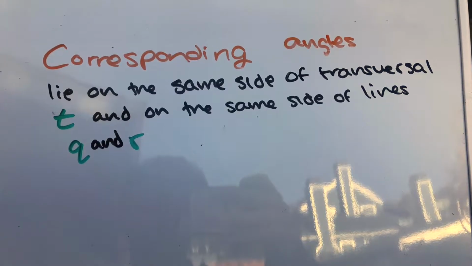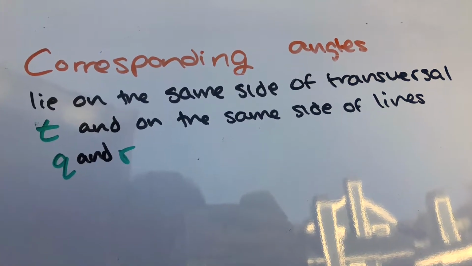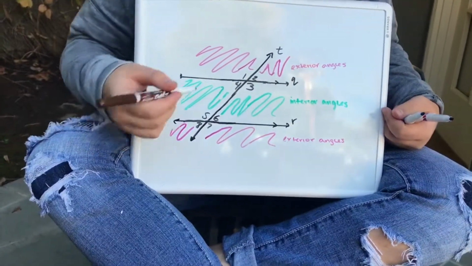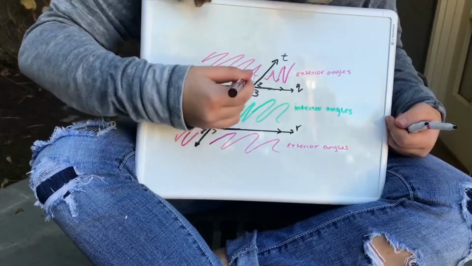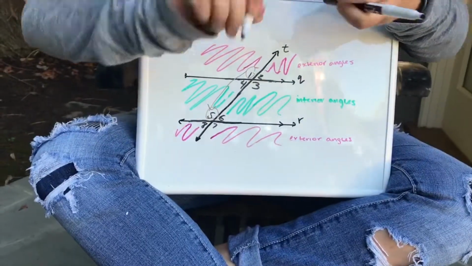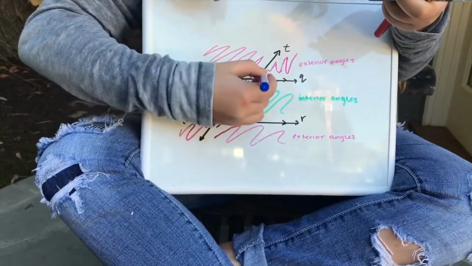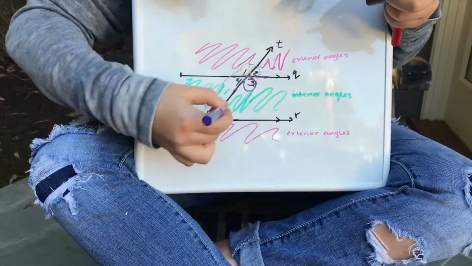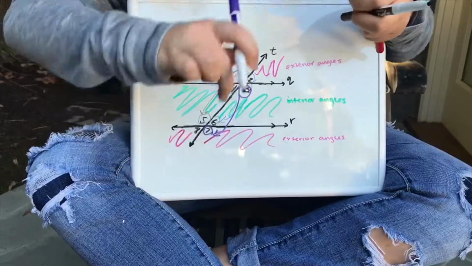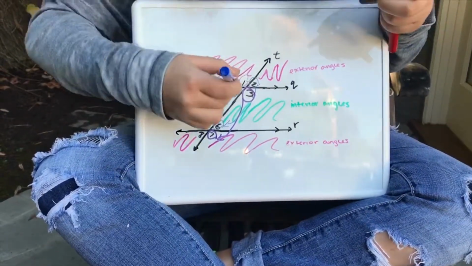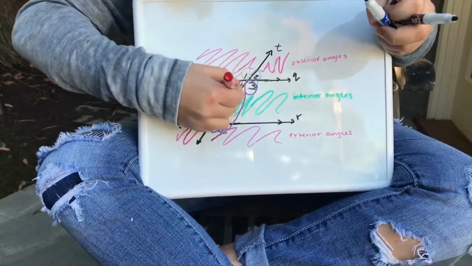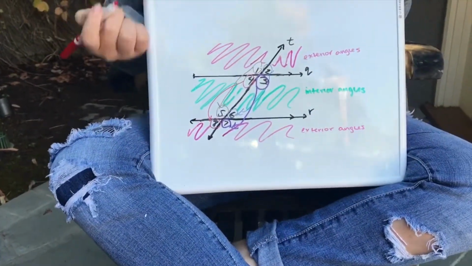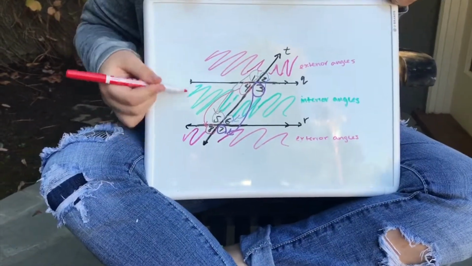Corresponding angles lie on the same side of transversal T and on the same side of lines Q and R. The angles that correspond in the diagram are 1 and 5, 2 and 6, 3 and 7, and 4 and 8. So in other words, it's the two angles on the same side of the transversal that add to 180 but are not adjacent to each other.